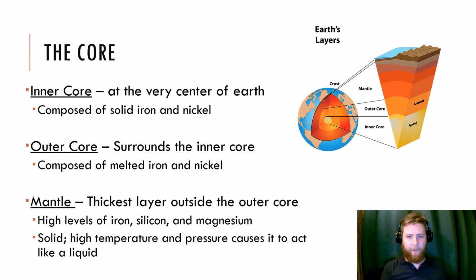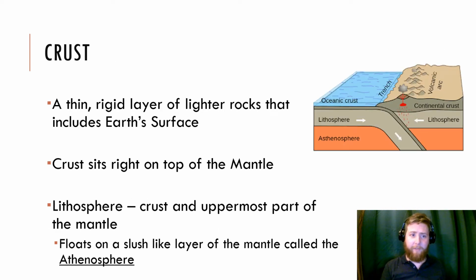As we move towards the outside, we get to the next part, which is the crust. And the crust is a very thin but rigid layer of lighter rocks that is all of Earth's surface. And the crust sits on top of the mantle. There are two parts to this we're going to talk about. The lithosphere is the crust and the uppermost part of the mantle here. And then it floats on a slushy kind of layer of the mantle called the asthenosphere here. And the asthenosphere is much hotter and more molten than the lithosphere here is.